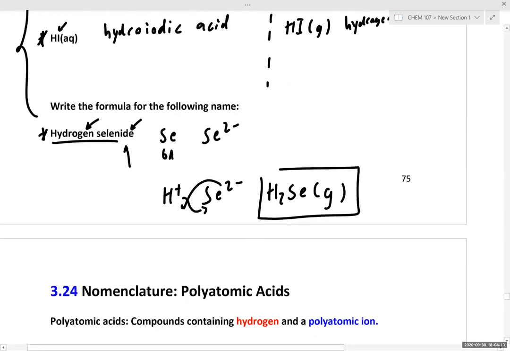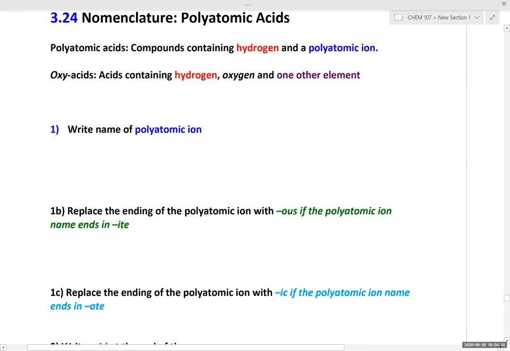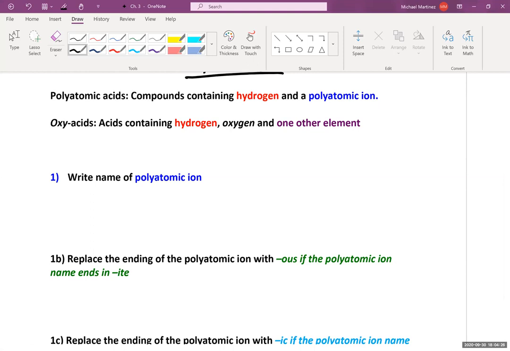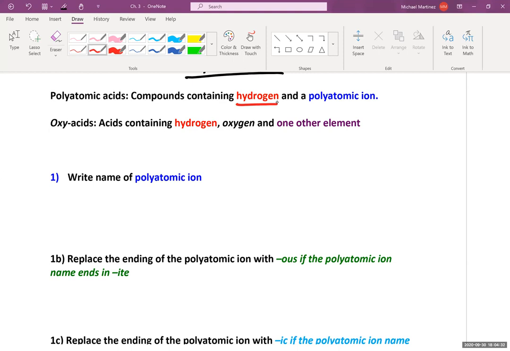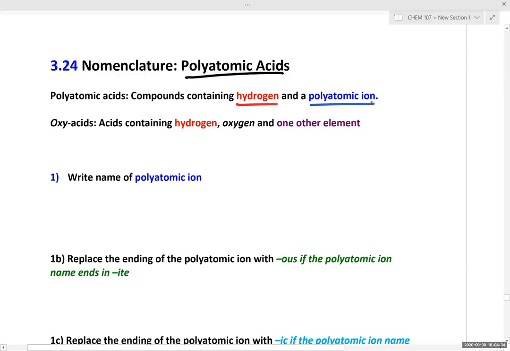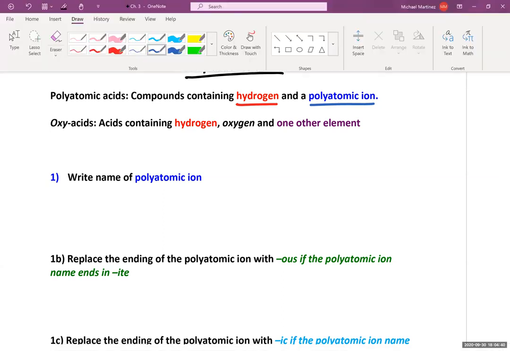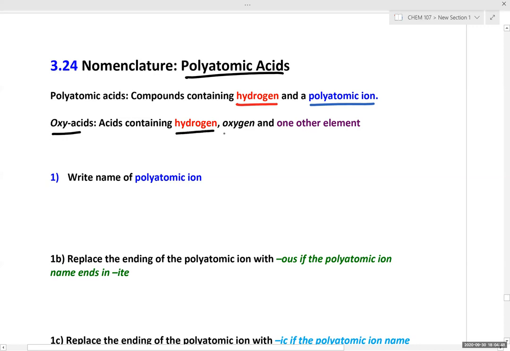Okay, so let's talk about another subclass of compound. In this case, these are our polyatomic acids. So polyatomic acids are compounds containing, as their name implies, hydrogen and a polyatomic ion. Now, oxyacids are a common variant of polyatomic acids in that they're acids containing hydrogen, oxygen, and one other element.